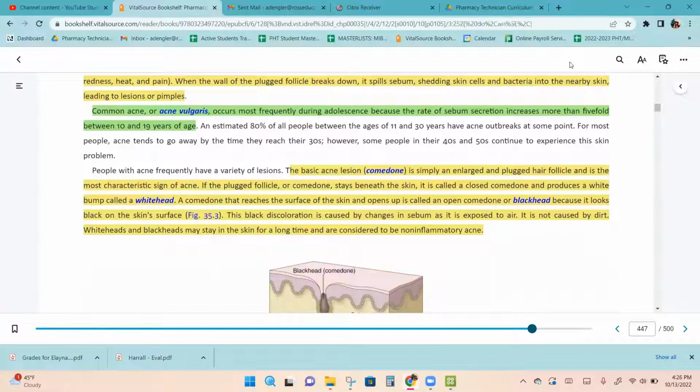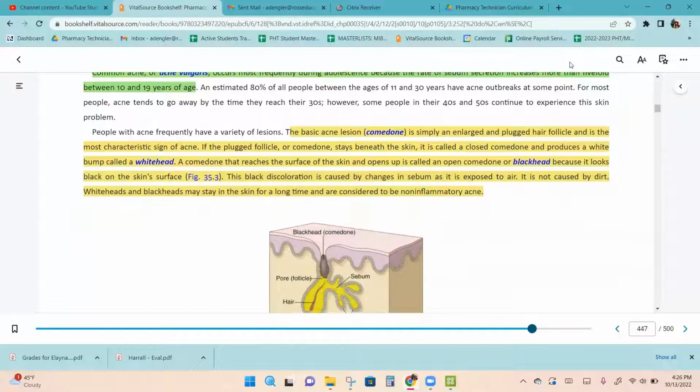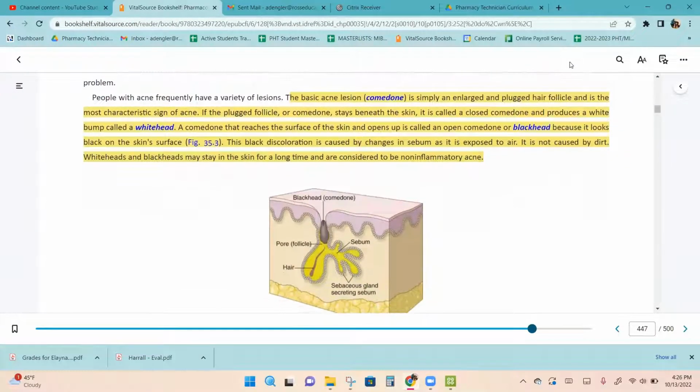Common acne or acne vulgaris occurs most frequently during adolescence because the rate of sebum secretion increases more than 5-fold between the ages of 10 and 19. People with acne frequently have a variety of lesions. The basic acne lesion, the comedone, is simply an enlarged and plugged hair follicle and is the most characteristic sign of acne. If the plugged follicle or comedone stays beneath the skin, it is called a closed comedone and produces a white bump called a whitehead.